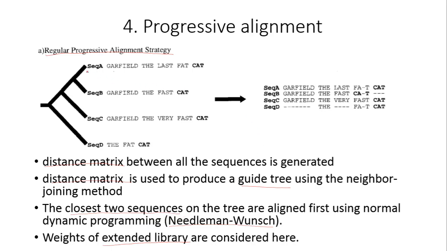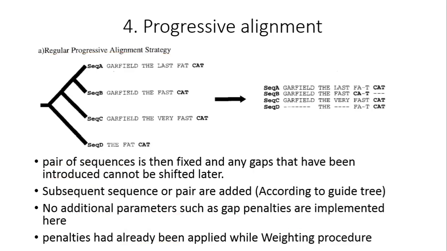While proceeding further, when you use this regular progressive alignment strategy for the subsequent fourth step, the pair of sequences is then fixed and any gap that has been introduced cannot be shifted later. So if you have introduced a gap between the first pair, you cannot shift it later on.